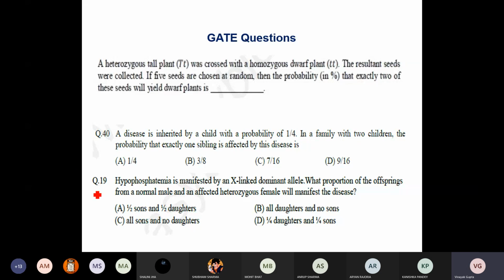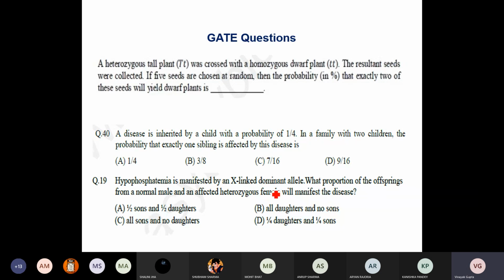Sir, I think half for sons and daughters, but I'm not sure. Okay. Yes, this is the right answer. Let's discuss this concept here. Whenever you have the X-linked disorder or Y-linked disorder, what do you mean by the word here?